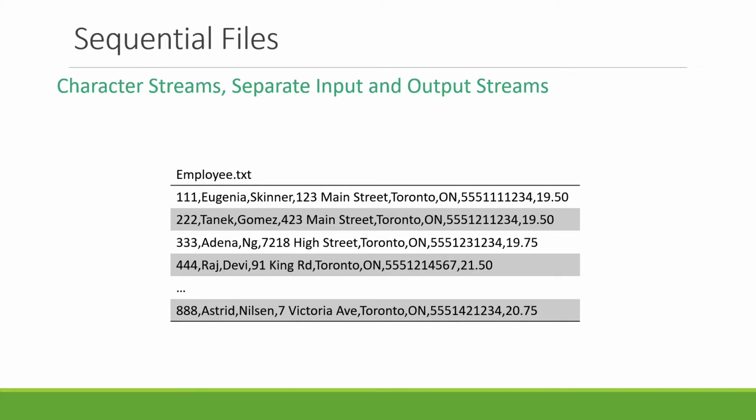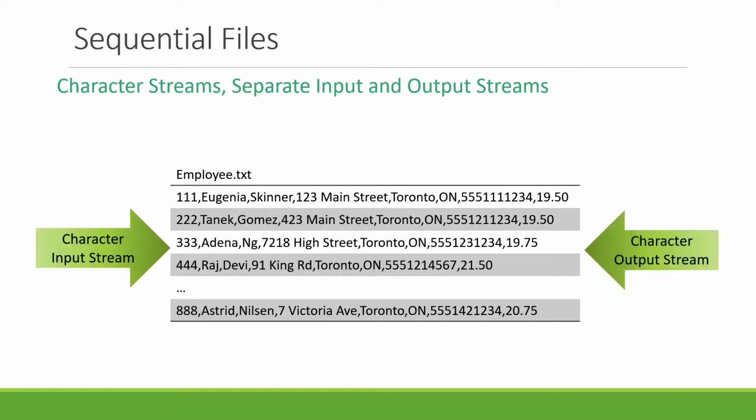Another thing about sequential files is that we use character streams to read and write them, and we are required to use separate input streams and output streams. So you'll have to create one stream to do the input, and if you want to output as well, you'll have to use a different output stream to do the output. Typically for the input, we use Scanner, and for the output stream, we actually use a set of classes nested together, which I'm going to talk about in a few minutes.